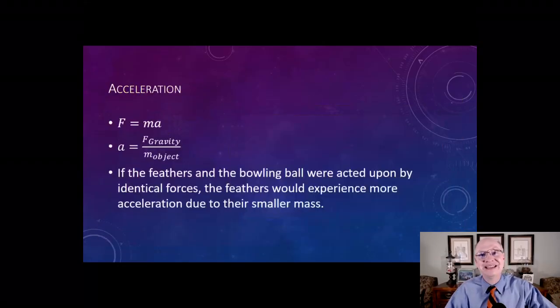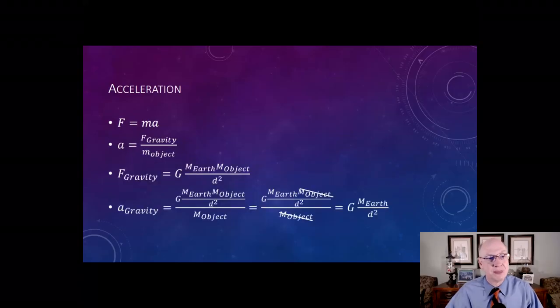What we really need here is to calculate the acceleration due to gravity. So the acceleration due to gravity is simply the force of gravity divided by the mass of the object. So let's work it out. Force is mass times acceleration. The acceleration due to gravity on the surface of the Earth is the force of gravity divided by the mass of the object. The force of gravity, we've already seen that. That's G times the mass of the Earth times the mass of the object divided by the distance squared. So the acceleration due to gravity is G, mass of the Earth, mass of the object over distance squared, divided by the mass of the object.